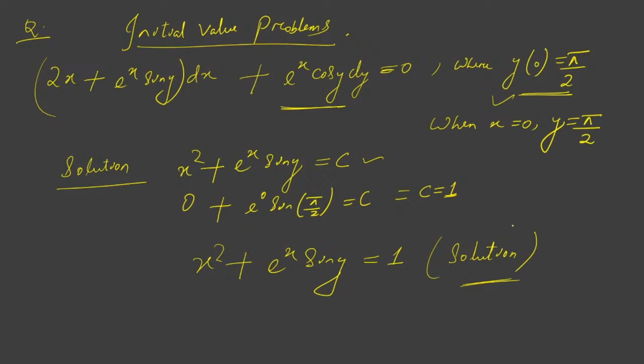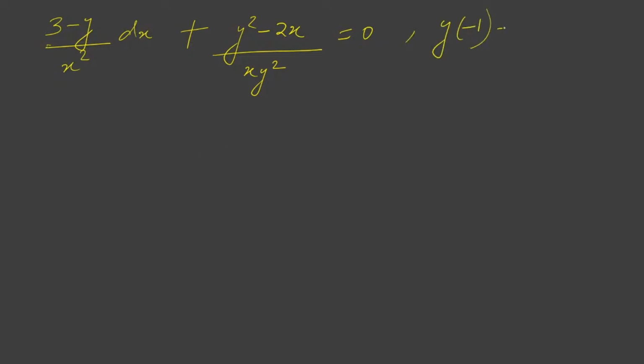Okay, so we can have one more problem on this exact equation. (3 minus y divided by x square) dx plus (y square minus 2x divided by x y square) dy is equal to 0. Another problem of exact equation. Here it is given y of minus 1 is equal to 2. This is the initial value problem.